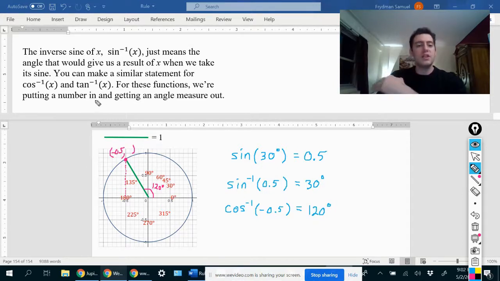Again, when we're using these inverse functions, we put a number in, we get an angle measure out, as opposed to the normal trigonometric functions, sine, cosine, and tangent. We put an angle measure in, we get just a normal number out. Okay, let's do one more example.